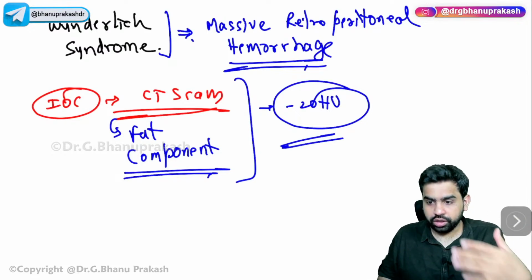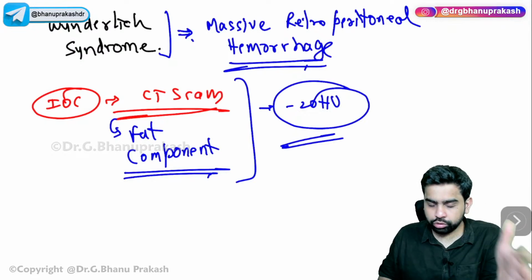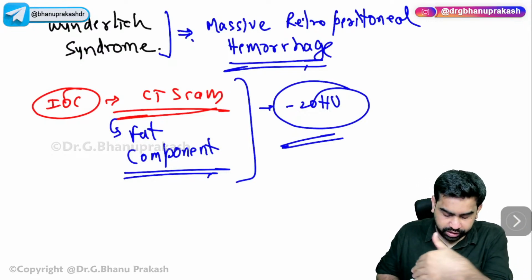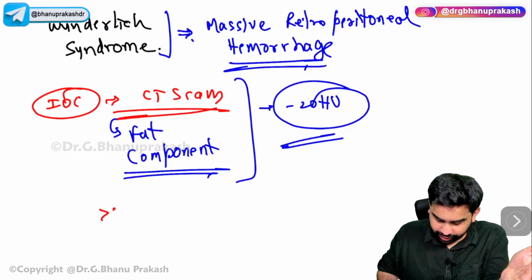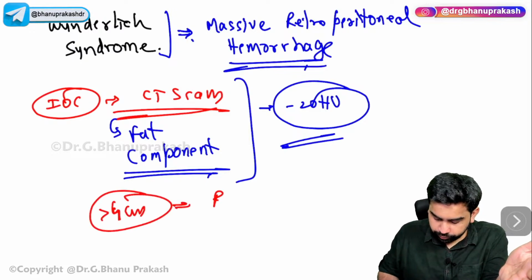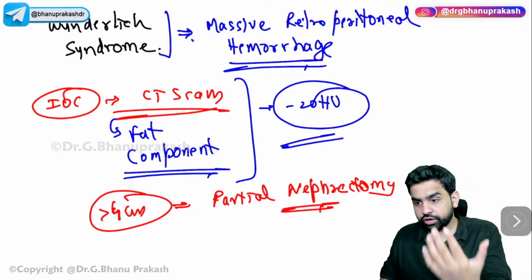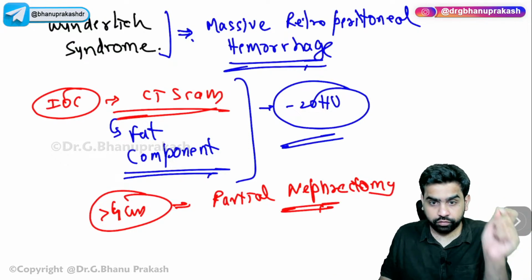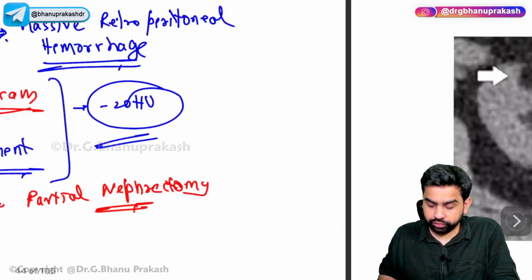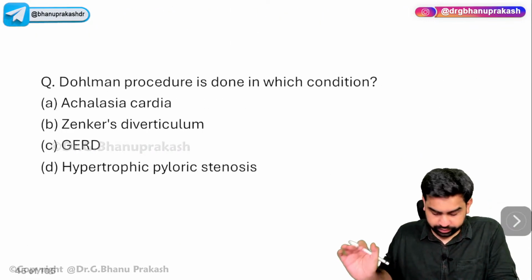Treatment is observation, because it's a benign tumor and it is asymptomatic. But if it is larger, more than 4 centimeters in size, then you have to perform a partial nephrectomy, the nephron sparing surgery. I hope you have understood this point, right? So that's all about this.